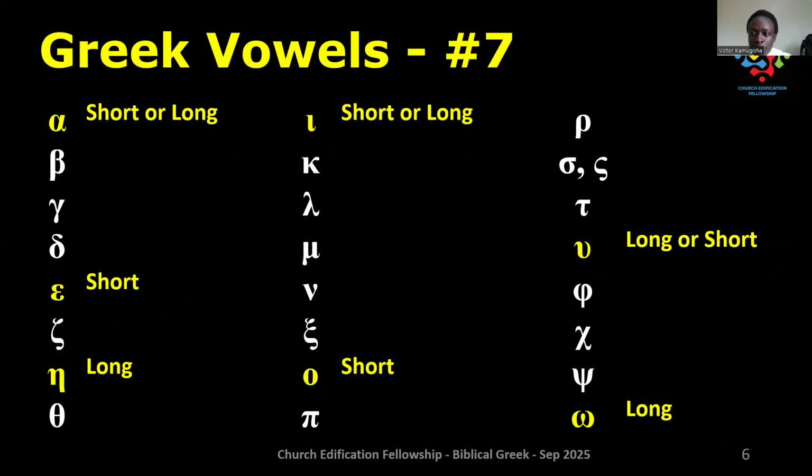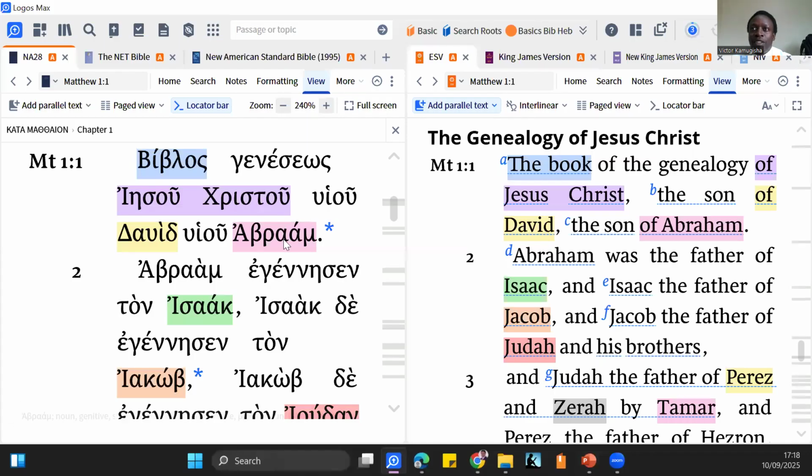vowels, let us do a little practice in Matthew chapter 1, verse 1 and verse 2. This is what the scripture says. So look at verse 1. I have on the right my Greek New Testament, that's the Nestle-Aland 28th edition. Then I have on the left my English Standard Version. I have a number of versions: King James, New King James, NIV, NET, New American Standard Bible, and I could be playing around with any of them to illustrate any point.